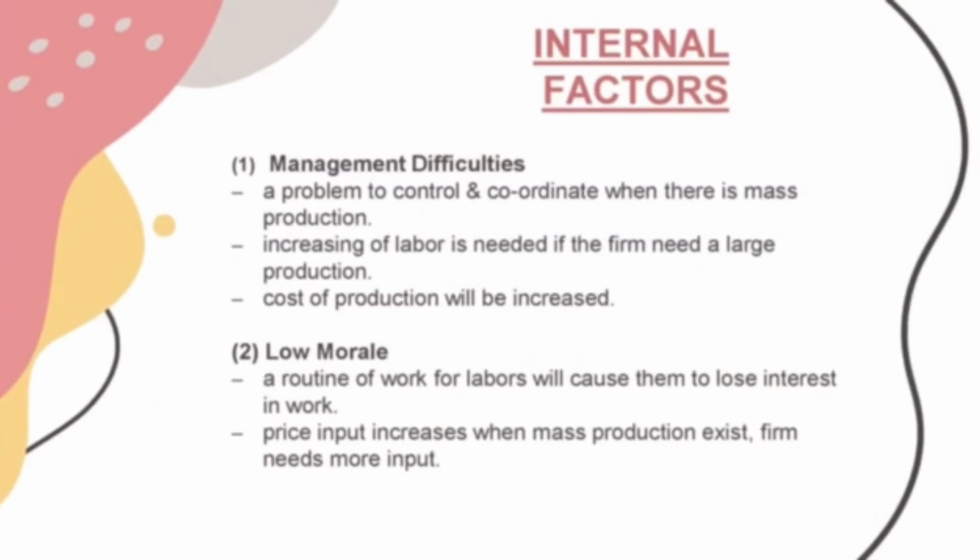The next one is low morale. Low morale is when the routine of work causes laborers to lose interest in work. This will decrease the productivity. Price of input will be increased when mass production exists, thus making firms need more input.